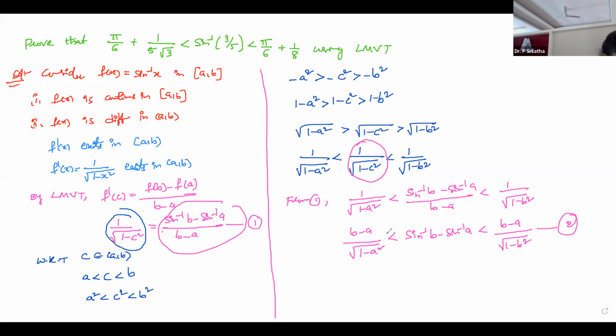Now tell me what is the a value and what is the b value. 1 by 2, 3 by 5. So for the deduction, what is the a value? Observe carefully, both sides have a similar value, sine inverse a. The middle value is sine inverse b.